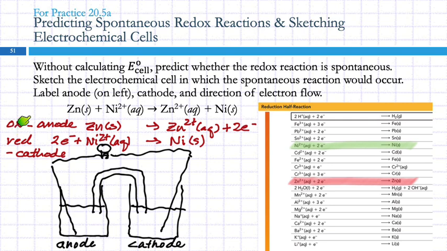So oxidation is happening at the anode. The anode is over here. That means this side has the zinc and the zinc ions. So this is going to have zinc ions in the solution, and this is a zinc metal electrode. The other side is going to have nickel ions and a piece of nickel in it.